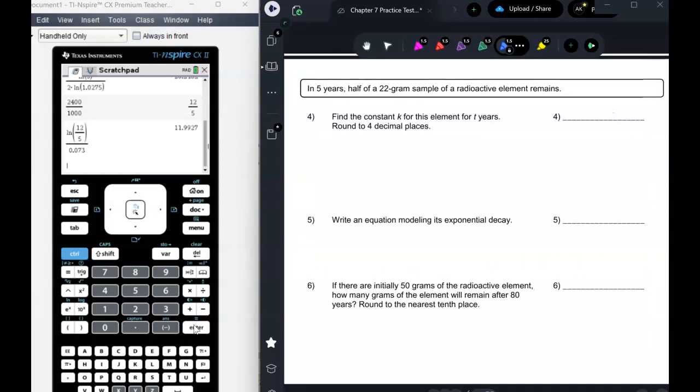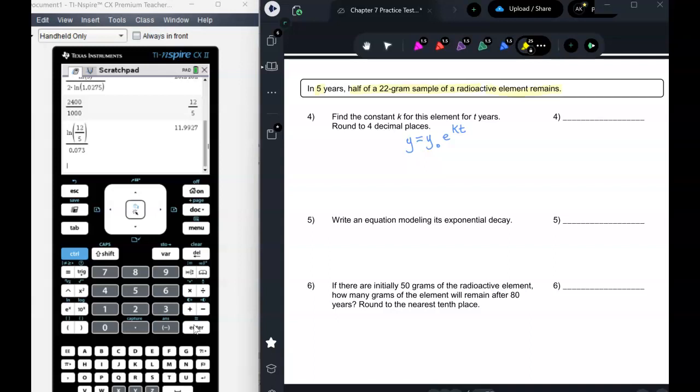Okay, well, first, what's the formula that we need now? It's the one with e. Right, so it's y equals y0 e^(kt). Okay. Find the constant k. So here we go. In 5 years, half of a 22-gram sample of radioactive element remains.